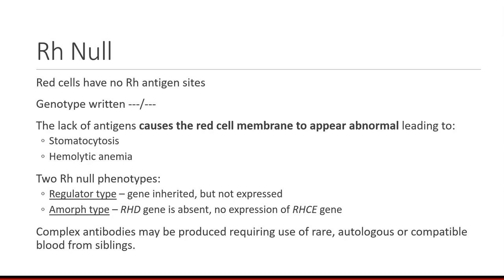There's two Rh null phenotypes. The regulator type, the gene is inherited but not expressed. And then the amorph type, where the RhD gene is absent, totally absent. So there's no expression of the Rh gene. Complex antibodies may be produced requiring the use of rare, autologous, or compatible blood. And the best place to look for compatible blood in the general population is look at the siblings, hoping you have some.